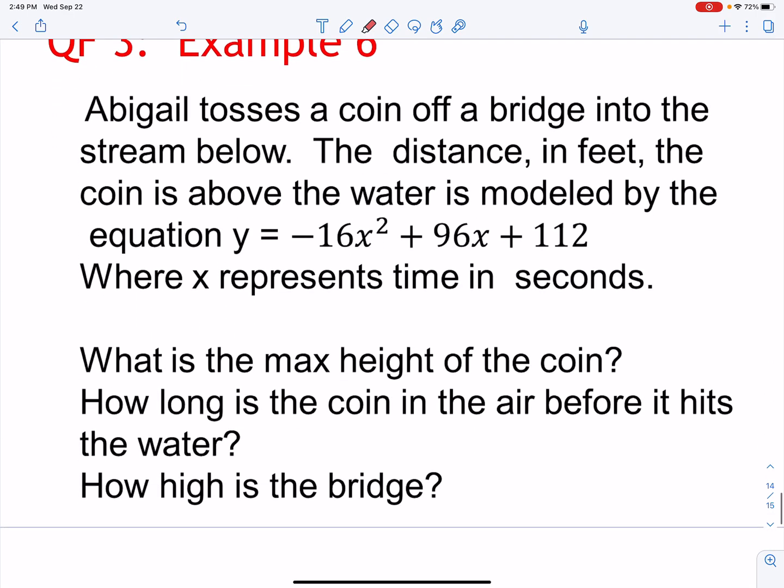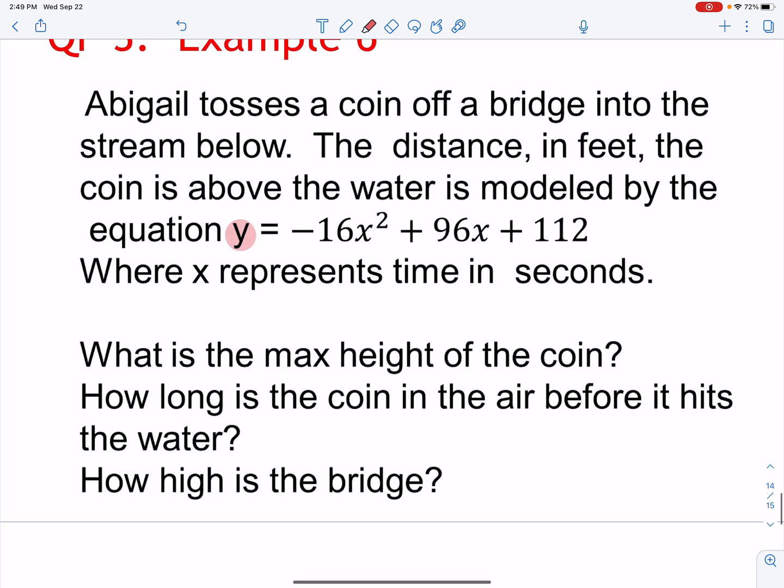Abigail tosses a coin off a bridge into the stream below, and it gives you the equation, where x represents time in seconds. What is the max height of the coin? How long is it in the air? And how high is the bridge?